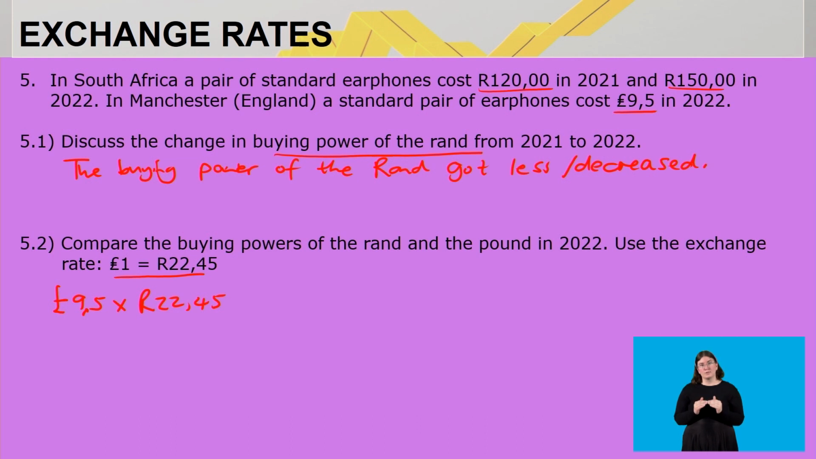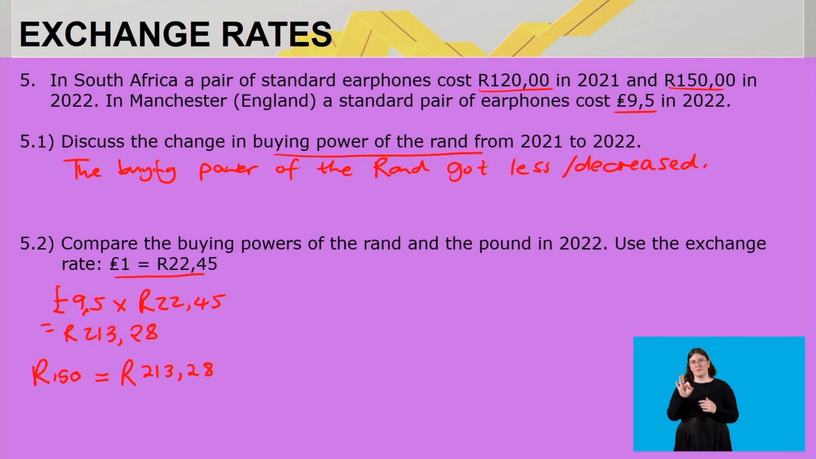So that will give me an amount of 213 rand and 28 cents. So what are we saying? For a standard pair of earphones in South Africa, in 2022, we've paid 150, and then that 150 is now equivalent in England, Manchester, to 213 rand and 28 cents.